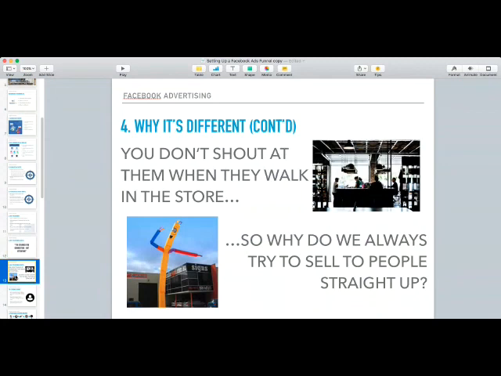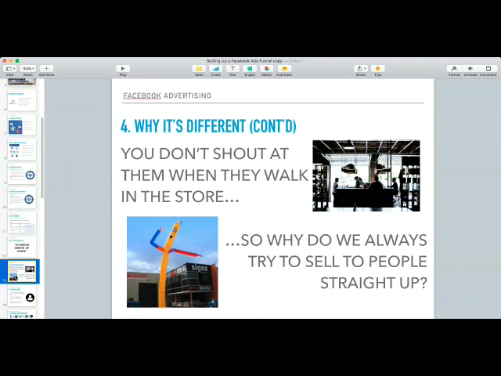So really what I try and relate it to is if you've got a bricks and mortar store, for instance, when someone walks into a retail store and they walk through the door, the first thing you don't do is grab whatever's off the sale rack and shove it in front of them and go, here, buy this. So I don't understand, if we don't do that in person, why do people try to sell to people straight up with their first advertisement?